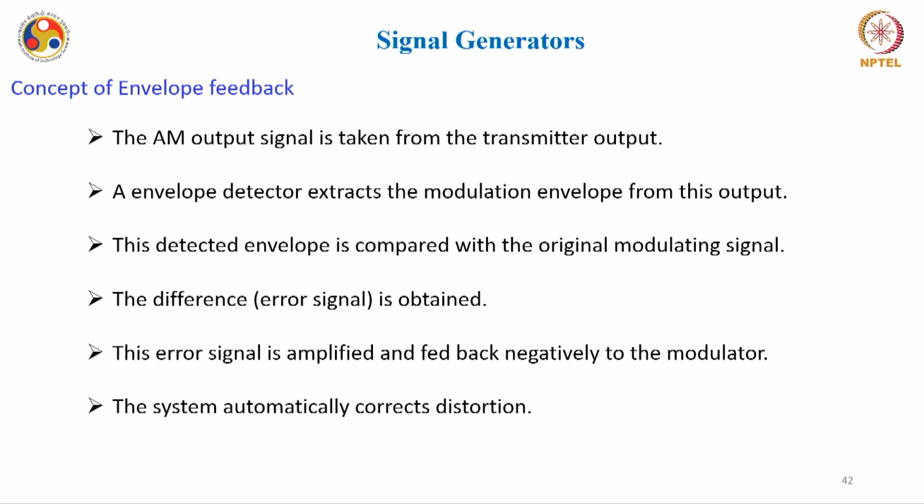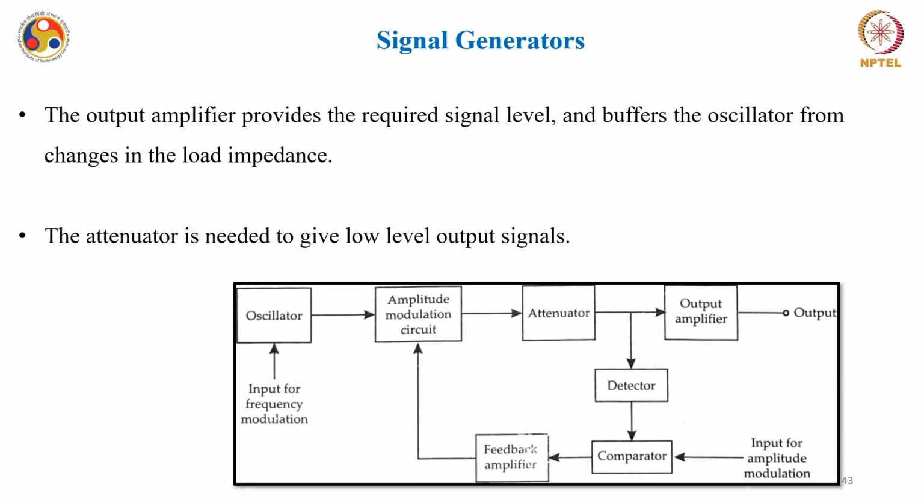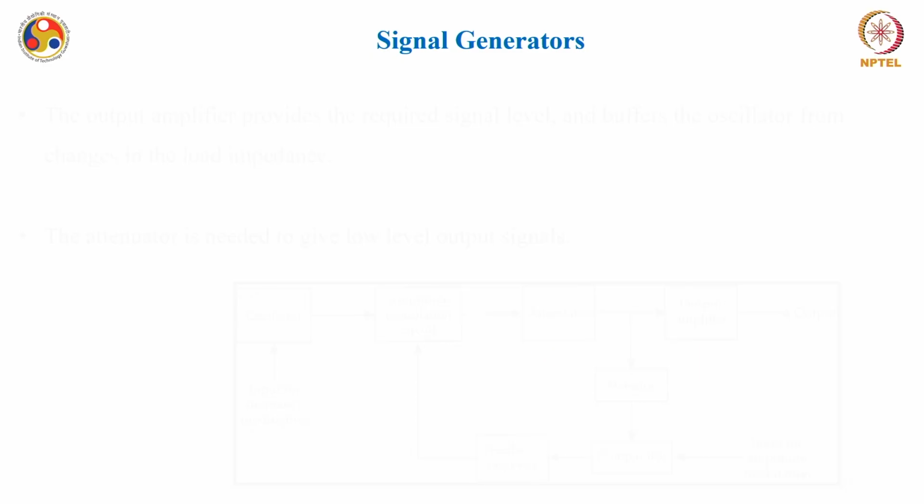Now, this error signal is amplified and fed back negatively to the modulator, and thus the system automatically corrects distortion based on the error signal that is fed. The output amplifier provides the required signal level and buffers the oscillator from changes in the load impedance. The attenuator is needed to give low level output signals.